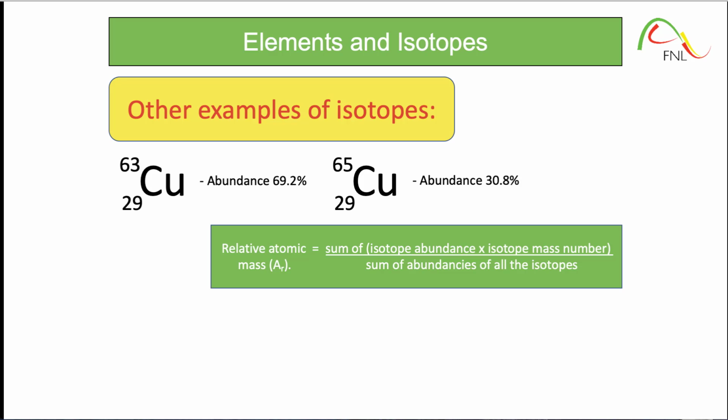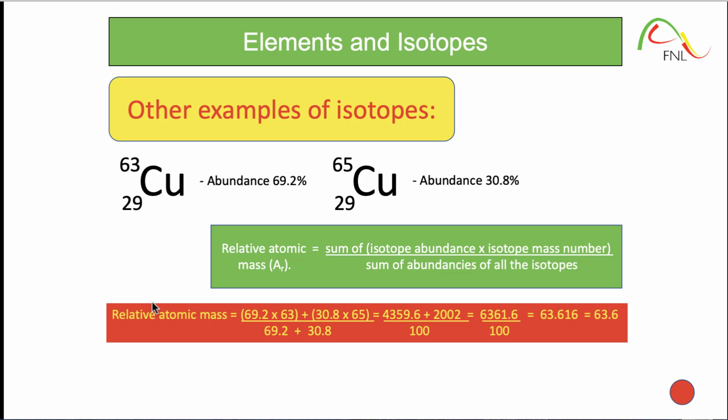Here's the equation we had before. Let's now put the figures into it. We've got 69.2, which is the abundance of copper 63, times 63, plus 30.8, the abundance of copper 65, times 65, divided by the sum of the abundances, which is 69.2 plus 30.8, equals 4359 plus 2002 divided by 100, which equals 6361.6 divided by 100, which equals 63.616, or to round it up a little bit, 63.6. Okay, and that's the relative atomic mass of copper, taking into account all of its isotopes.